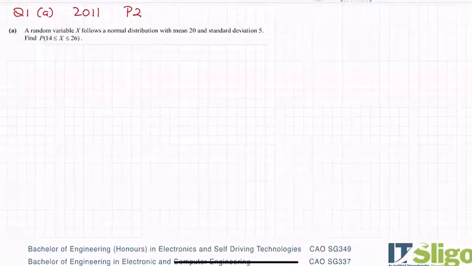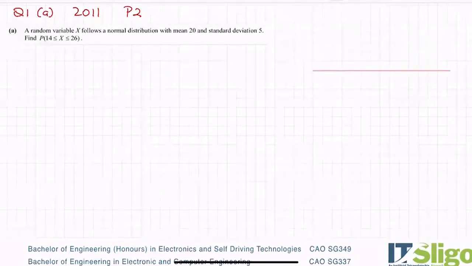Right, let's have a look at this one and practice our z-scores. A random variable x follows a normal distribution with mean 20 and standard deviation 5. Find P of 14 is less than or equal to x is less than or equal to 26. So the probability that that random variable lies between 14 and 26.